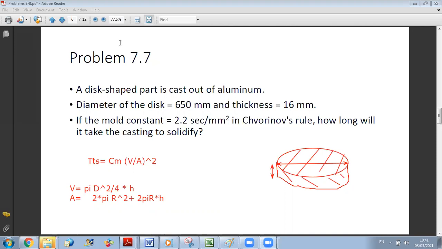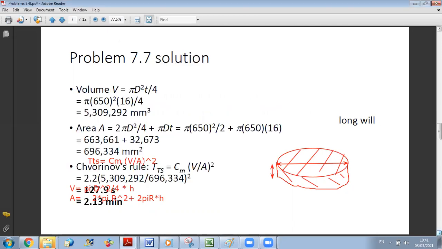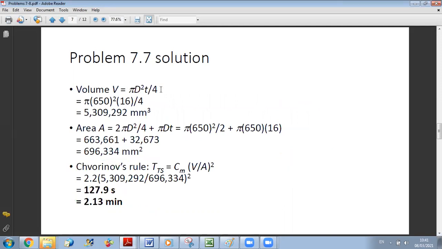Always try to verify your answer, to see if you get a logical result. So here, for example, first I got the volume, pi d squared times thickness over 4. For the area, it's 2 times base area plus pi d t. I get V and A. I replace into Chvorinov's rule. I get a time that is physical. My volume is not very large, so I don't expect to have 1 hour of solidification, for example. So always check your answer to see if it's reasonable or not. So I have here 127.9 seconds, which corresponds to nearly 2.13 minutes.